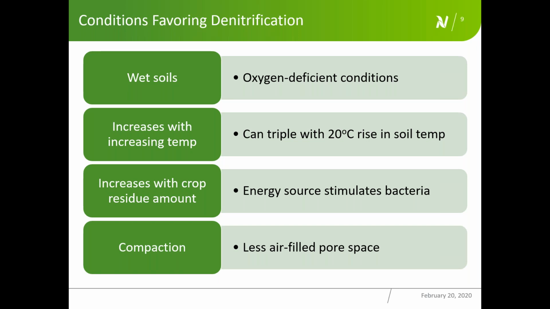And compaction can also be a factor. Compaction reduces the air-filled pore space and causes the soil to retain more water. As the soil fills up with water, then we increase the potential for that loss. So any of these conditions, and particularly combinations of these conditions, lead to greater denitrification potential.